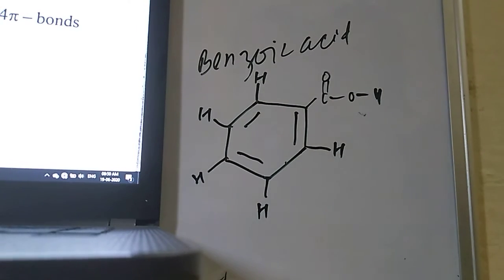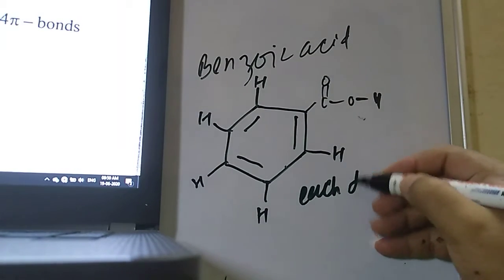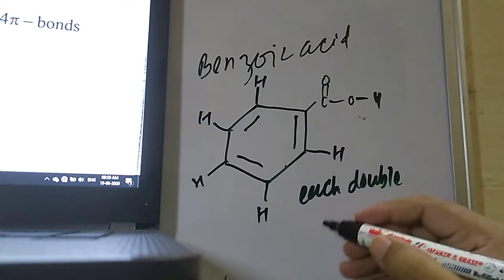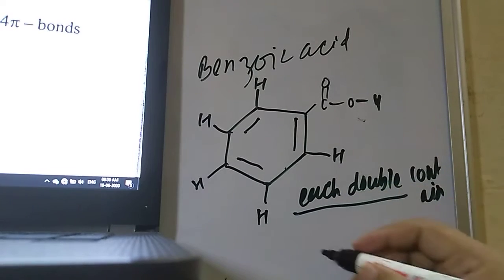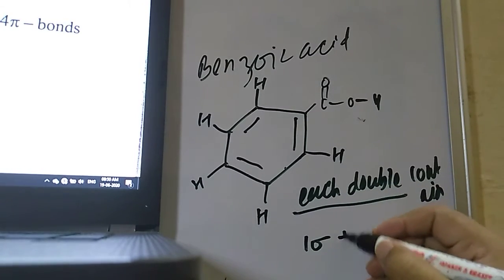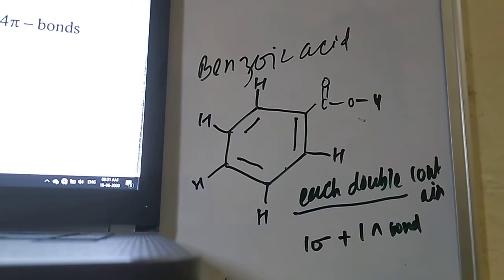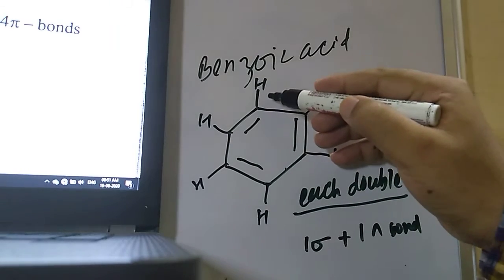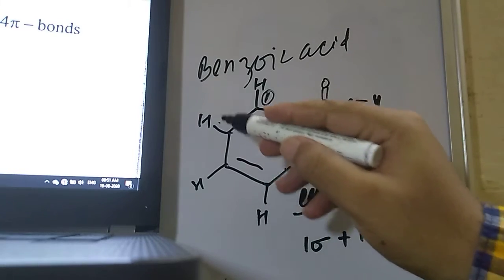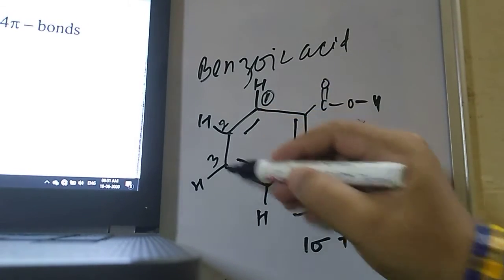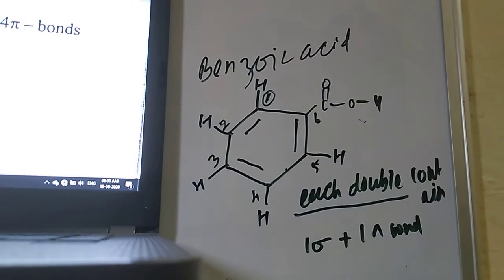Now students, what you can do here: each double bond contains 1 sigma plus 1 pi bond. Each double bond contains 1 sigma plus 1 pi bond. So try to count. Here is one bond, here is 2, this is 3, this is 4, this is 5, and this is 6 single bond.